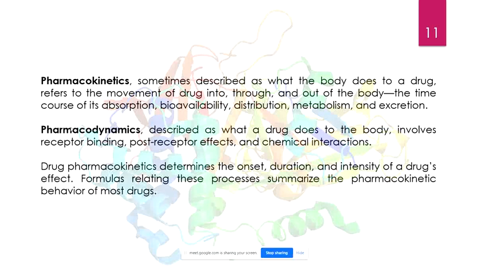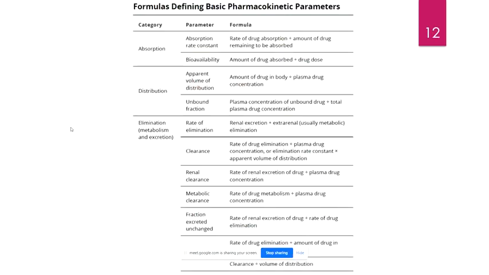Pharmacodynamics we can't analyze beforehand, but pharmacokinetics is one that we can analyze beforehand. And these are the basic pharmacokinetic parameters, and the basic mathematical equations by which we can find them out. For example, under absorption we have bioavailability, and bioavailability means the amount of drug absorbed divided by the drug dose.